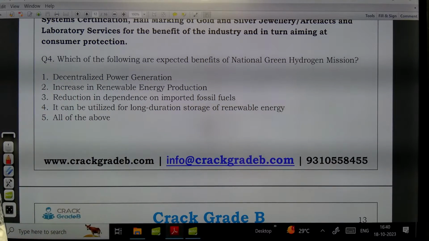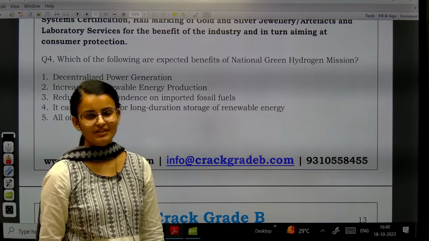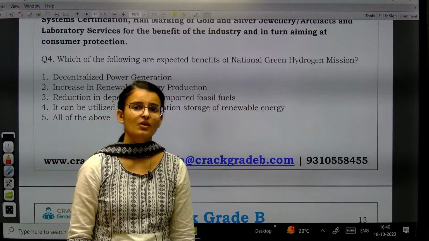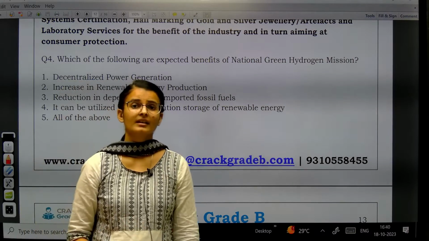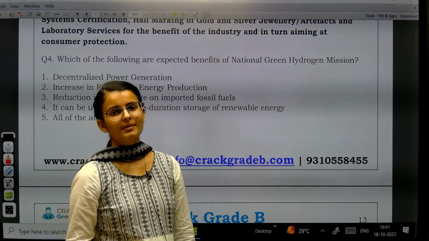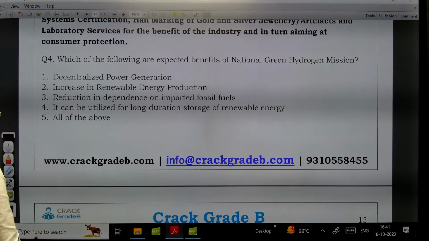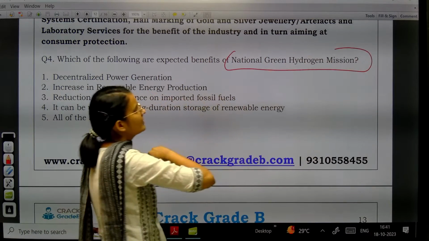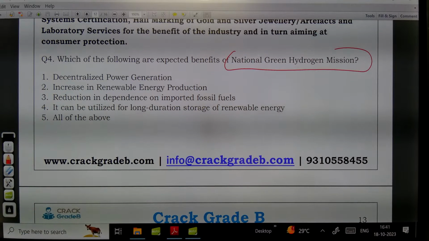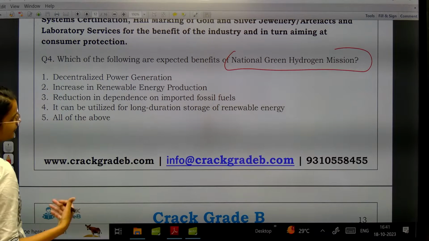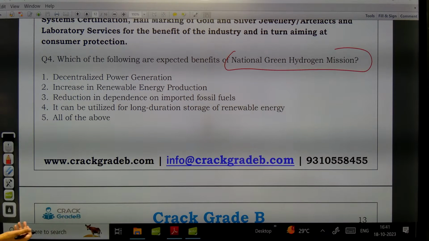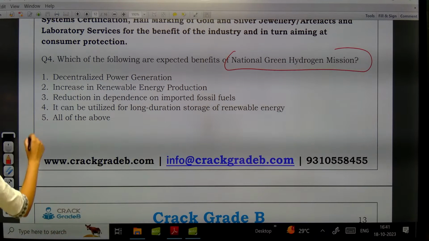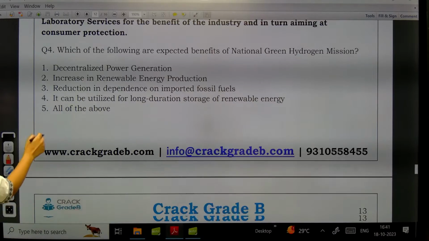Repeatedly on international conferences also, our Honorable Prime Minister was continuously emphasizing on green hydrogen and green initiatives of India, also lauded by World Bank and IMF. So anything which is on international level, obviously it is important. Anything can be asked from that particular topic. Then topic was this. They have made a question on this. Decentralization, power generation, increase in renewable energy production, reduction in dependence on imported fossil fuels. It can be utilized for long duration storage of renewable energy. All of the above. All of the above was correct. Okay.